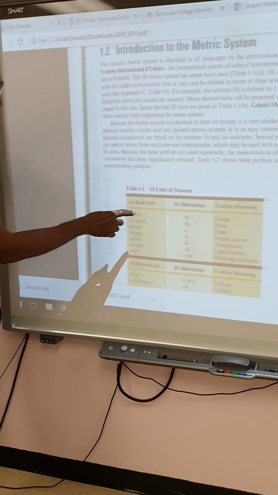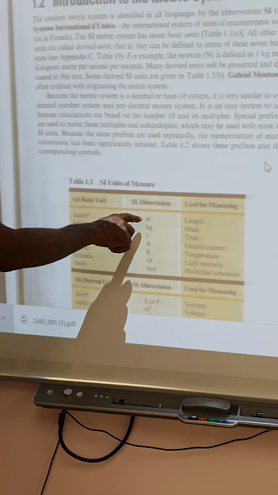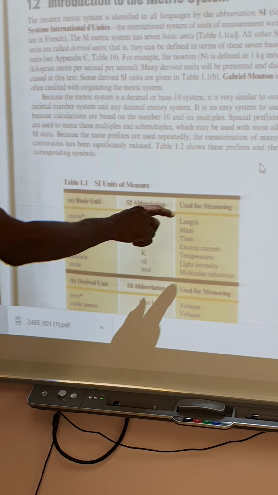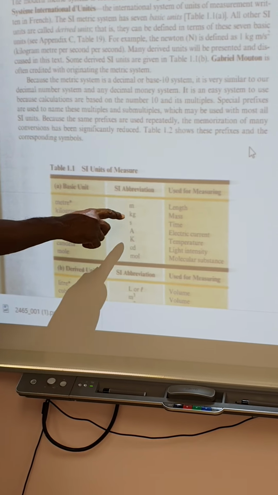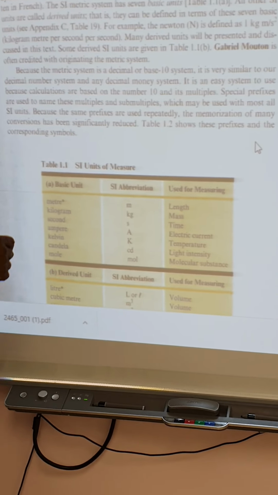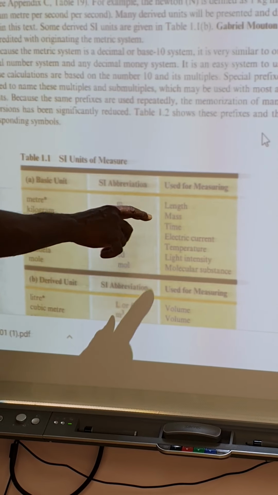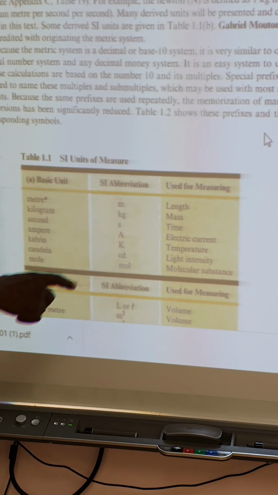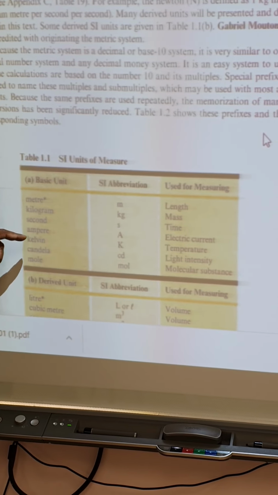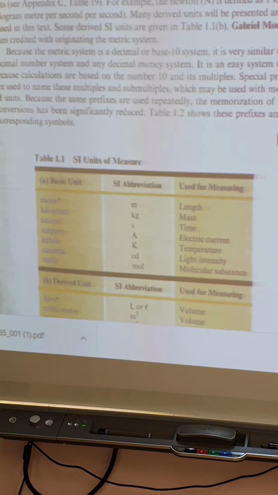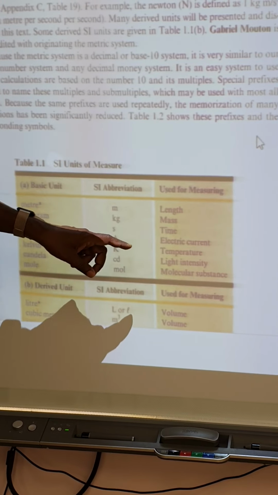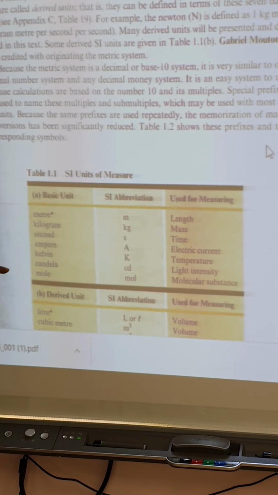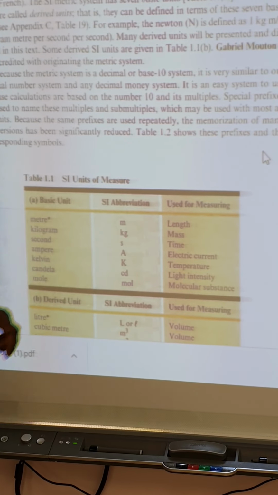The meter, and the SI abbreviation is little m, used for measuring length. Kilogram, little kg, for measuring the mass. Second, little s, for measuring the time. Ampere, capital A, for measuring electrical current. Kelvin, capital K, for measuring temperature. Candela, cd, for measuring the light intensity, how dim or bright the light is. The mol, for measuring molecular substance.